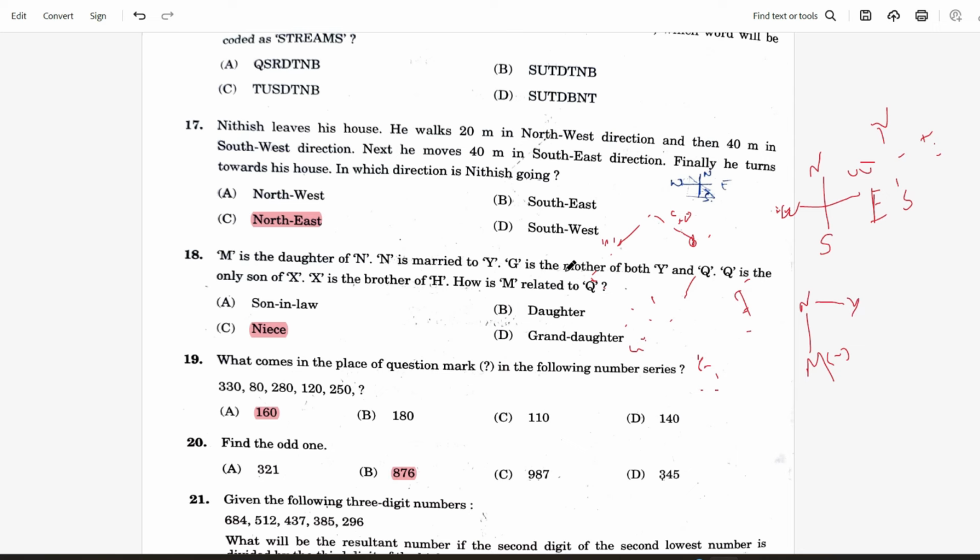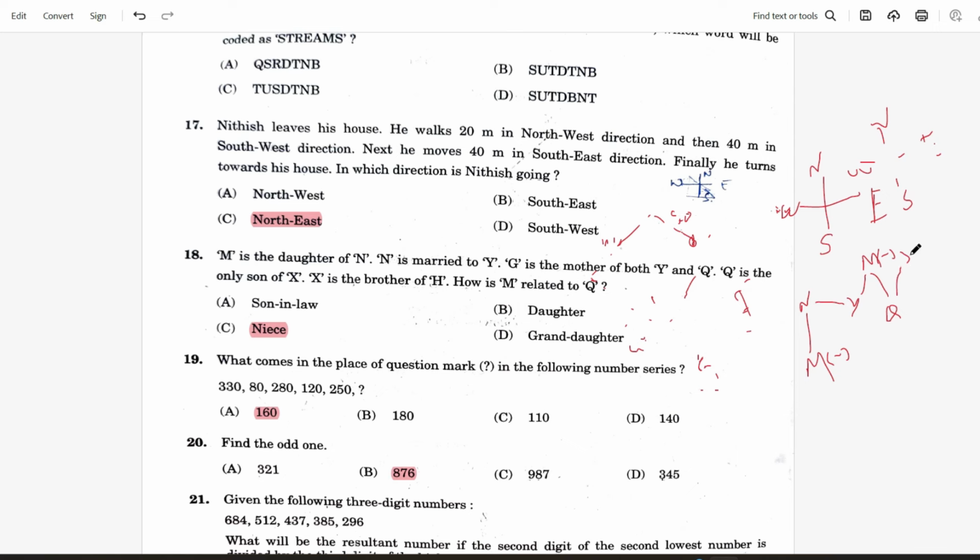G is the mother of Y and Q. So Y is already there. G is the mother, we need to form the mother now. She is female. G is the mother of Y and Q, so G has two children. Q is the only son of X.